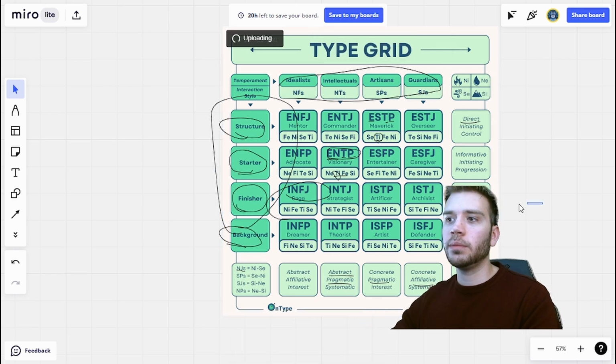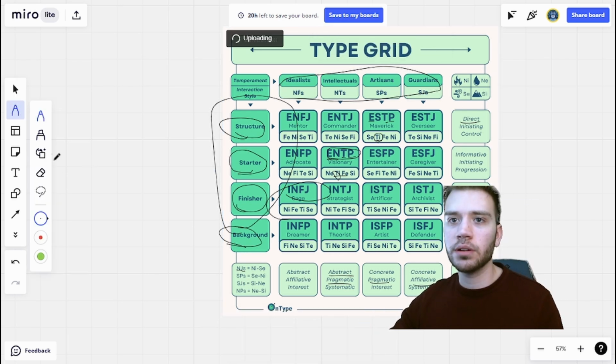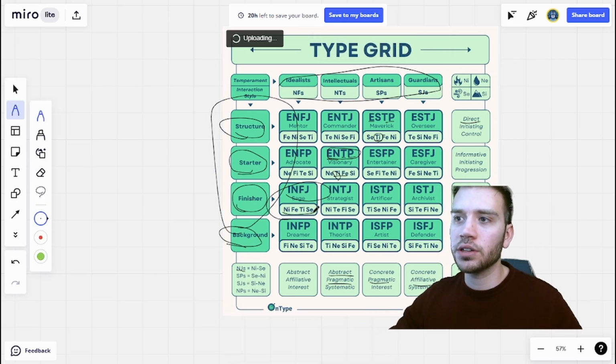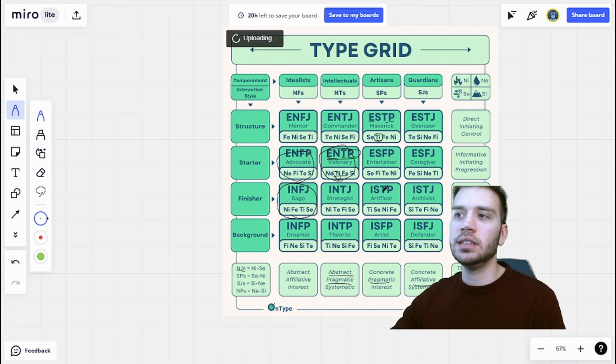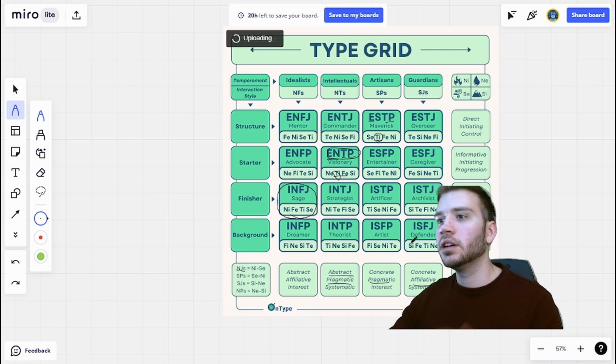You can think about compatibility. You can find functional compatibility, for example, if you know your functions are this, you know you're compatible with somebody whose functions are like this. Oh, it's getting a little messy. I'll delete these. But you would know this type is compatible with this type, and they're also compatible with this type, and you can start to see some of these compatibilities, like this type would then be compatible with this type and this type. So you can start to learn who you're compatible with, what their interaction style is, what their temperament is, and how that works.